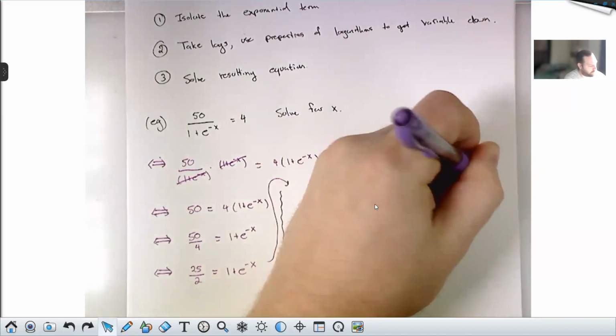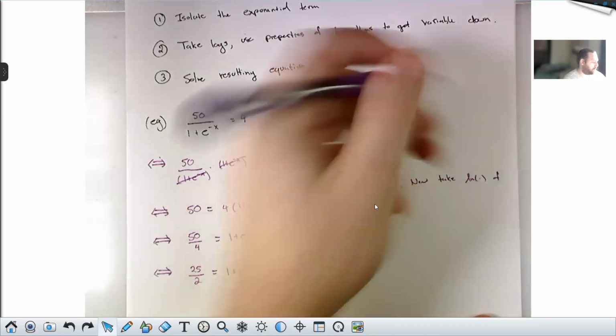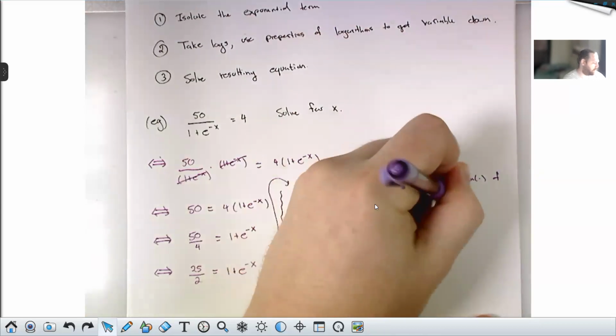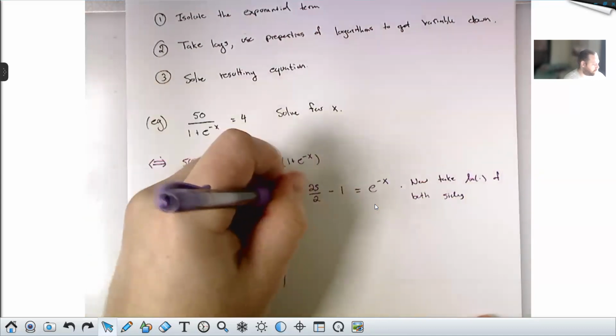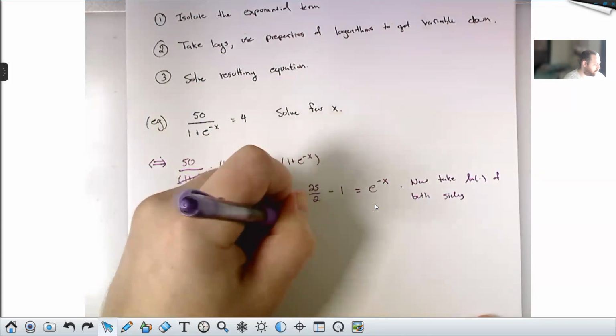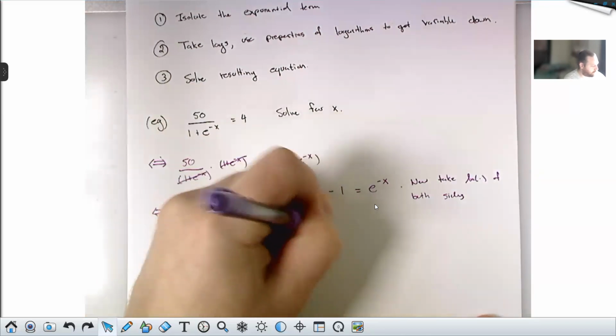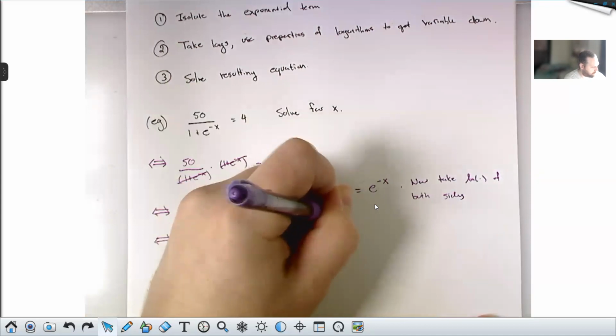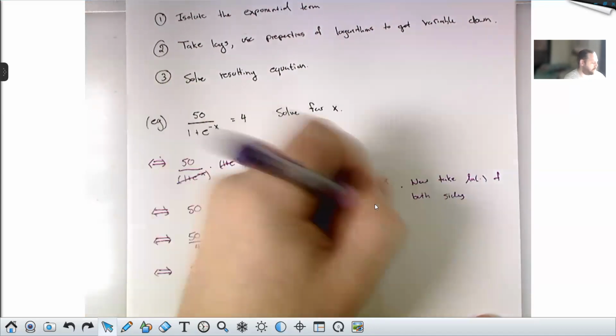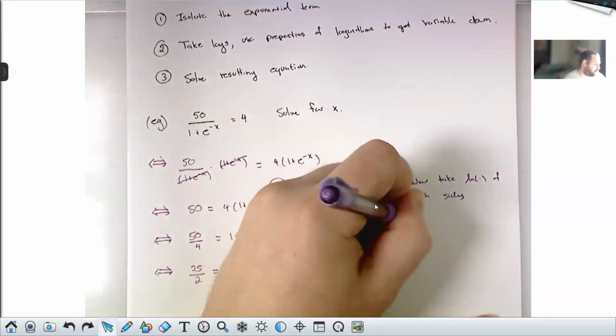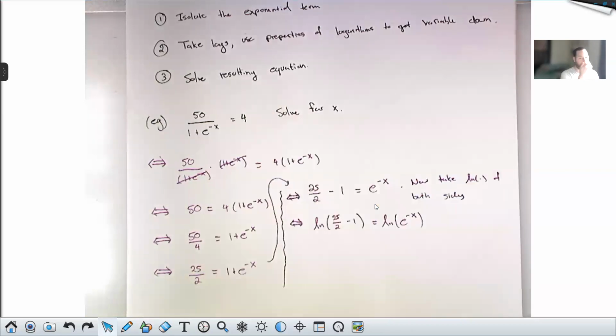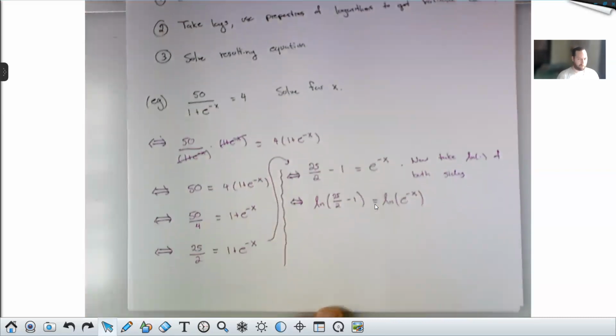I'm going to take the ln of both sides. That's going to give me the ln of 25 halves minus 1 equals the ln of e to the negative x. And remember, it's just like taking square roots on both sides or anything like that. We're not multiplying by ln, we're putting both sides inside the ln function. So make sure you use these parentheses.